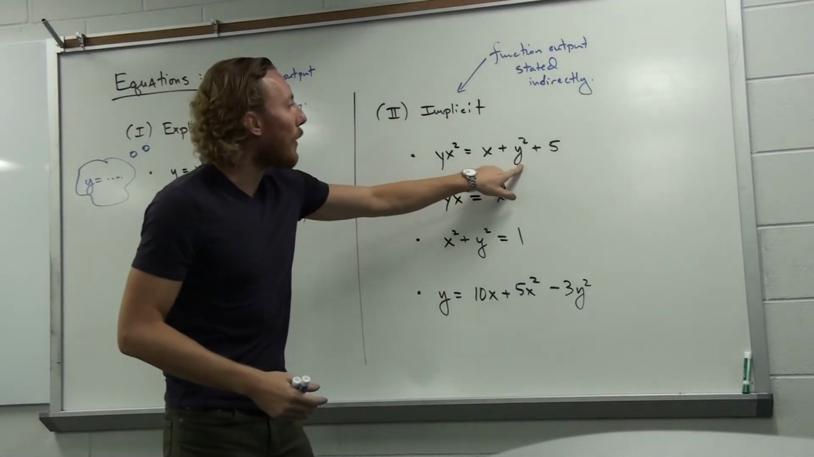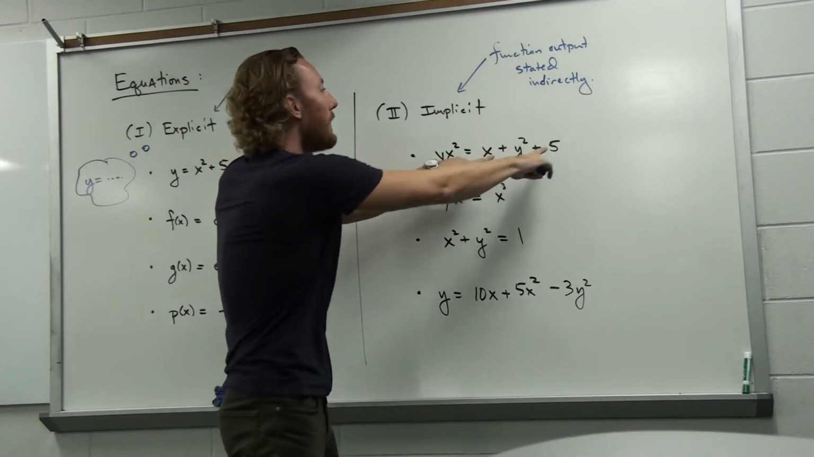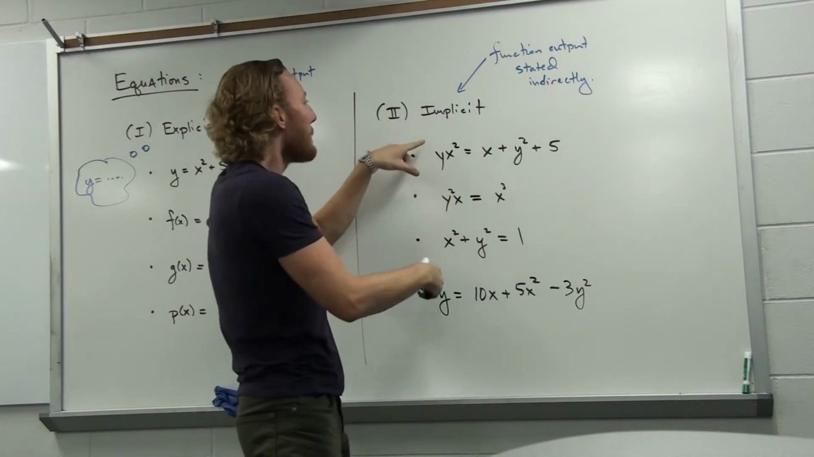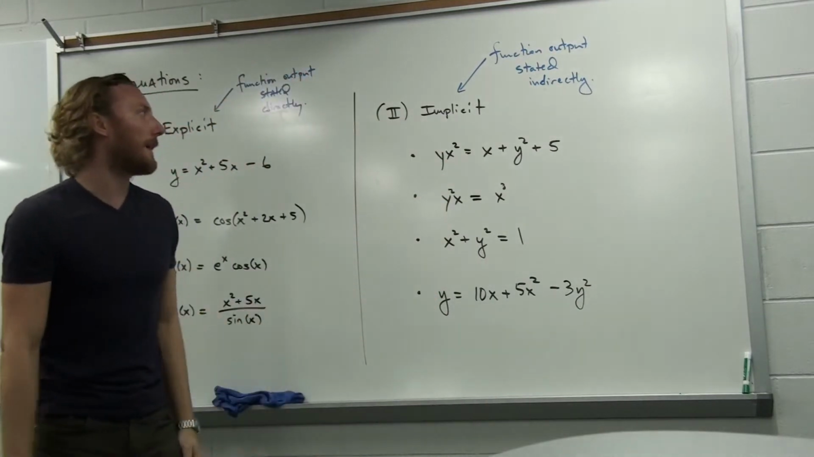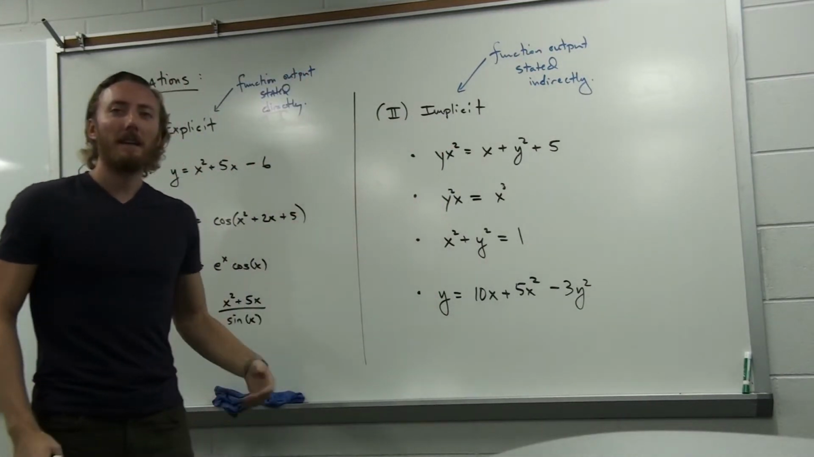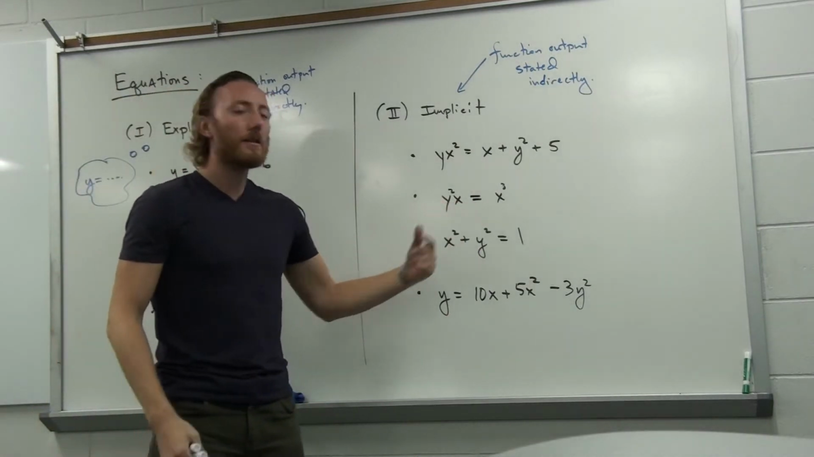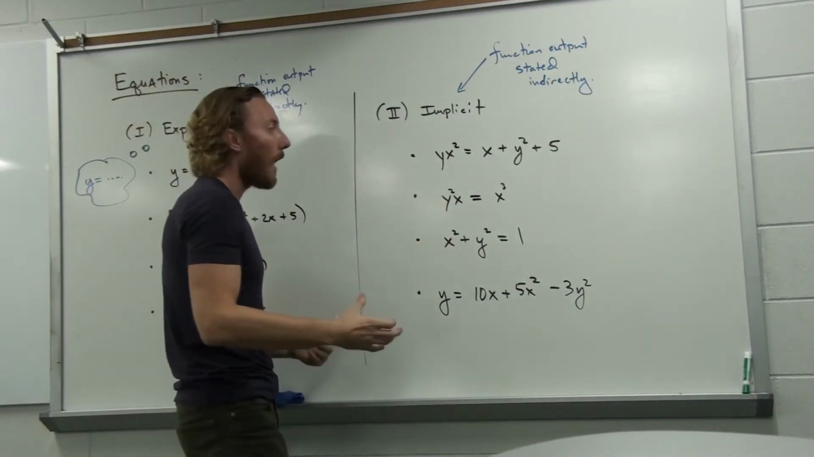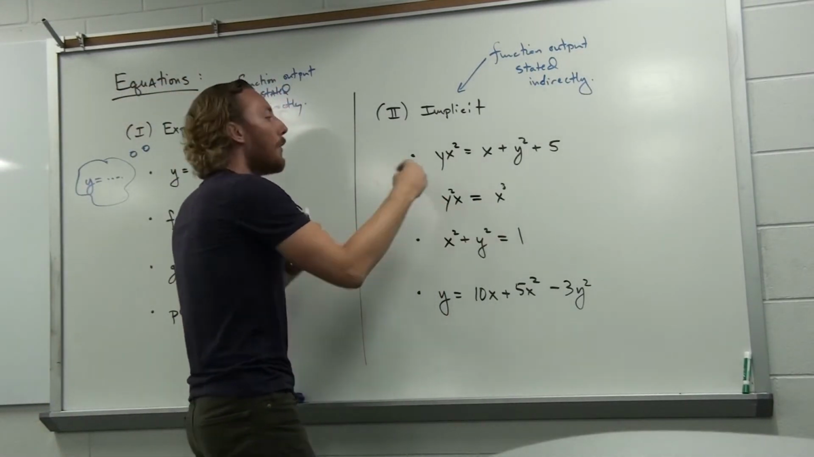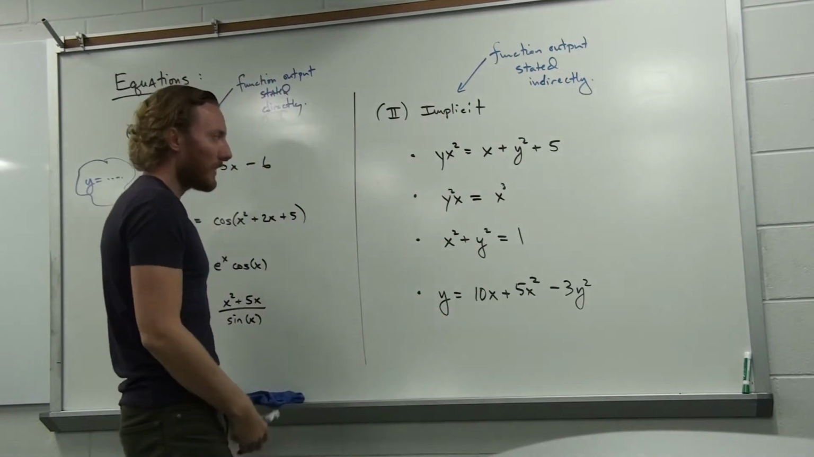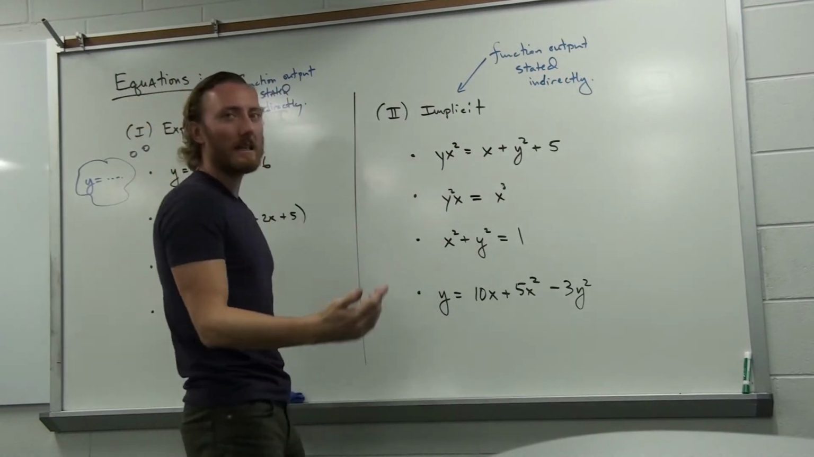You could try to get y by itself by moving the x and the 5 to the other side, but you'd still have a y on the other side. So this is not explicitly stated. Here is another expression that is not explicitly stated. Why? This is not in the form y equals. This is of the form what? y squared x equals x cubed.